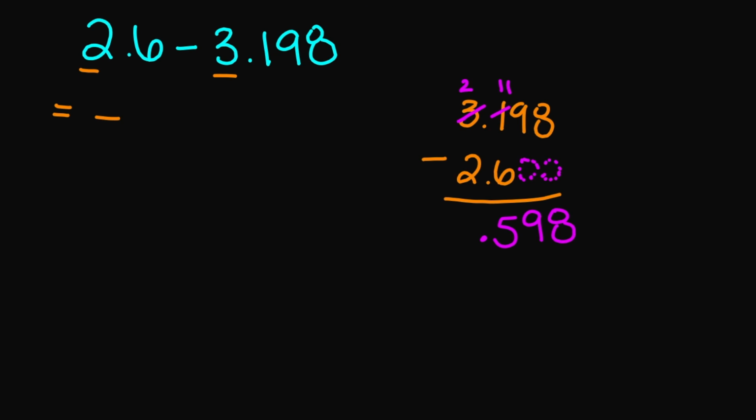But back to the original problem, we know that we're going to get a negative. So it's going to be negative 0.598 because you're taking a larger decimal from a smaller decimal, and your answer is going to be a negative. So let's try the next example.